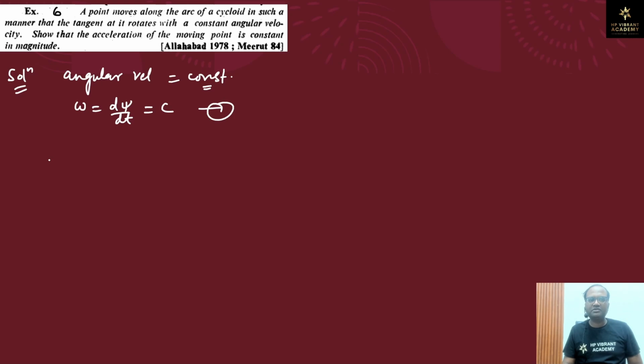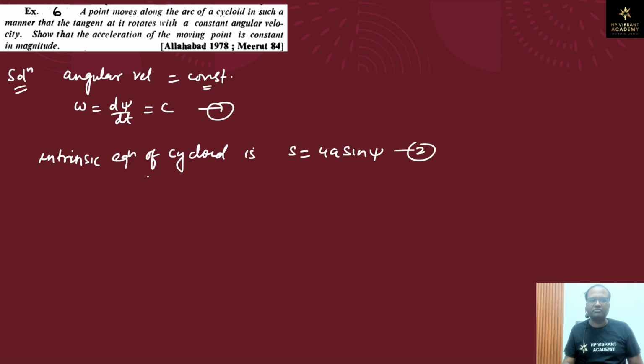Also, it is given that the point moves along the arc of a cycloid. The intrinsic equation of the cycloid is s is equal to 4a sin psi. Let us take this as equation 2.